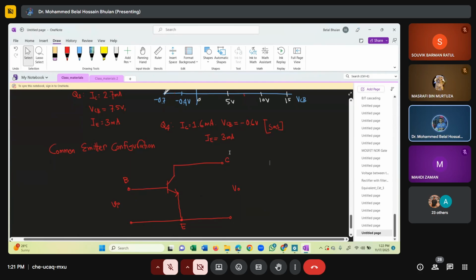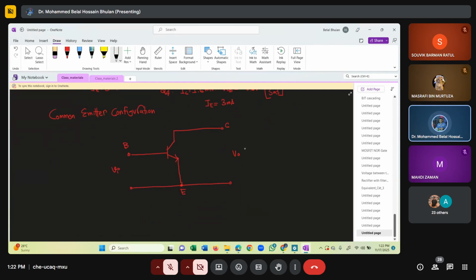Okay. In common emitter configuration, again, what is our input current?